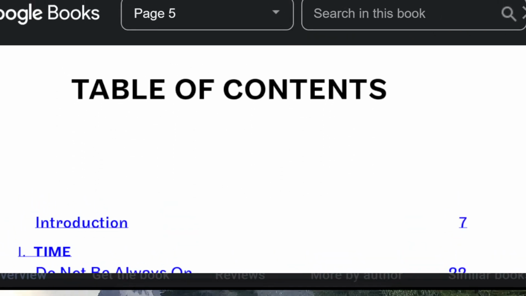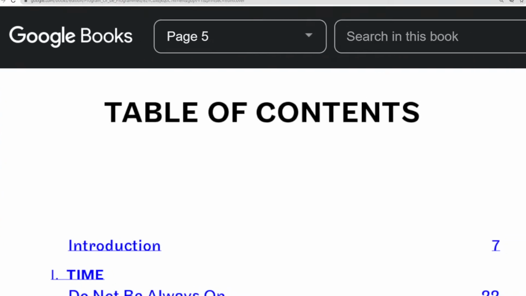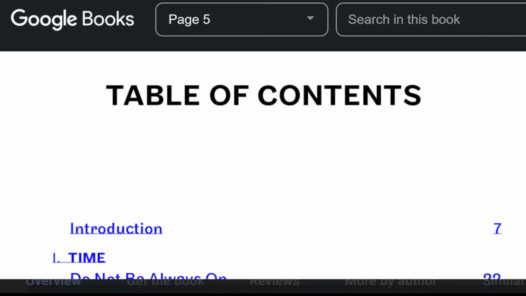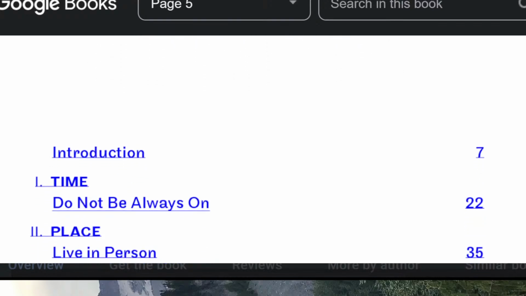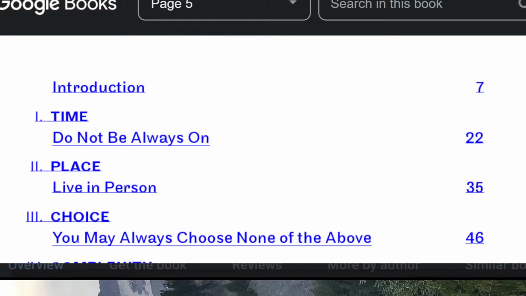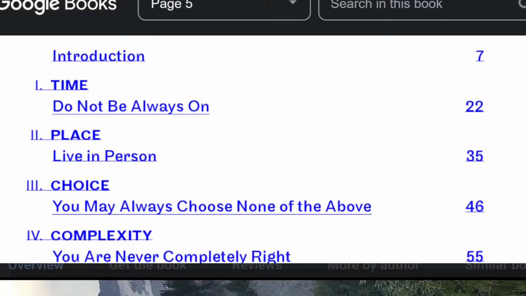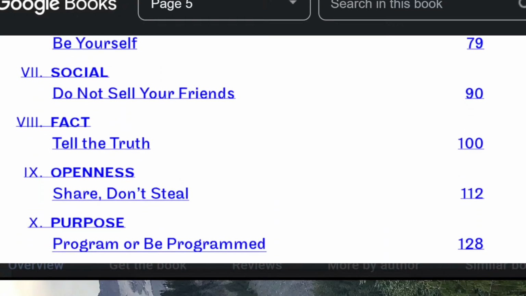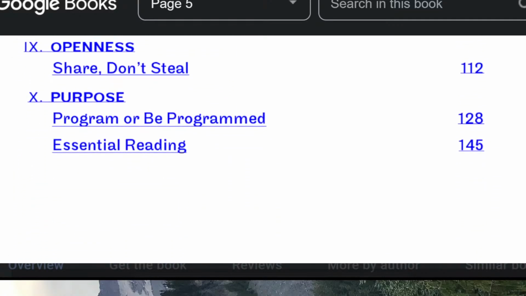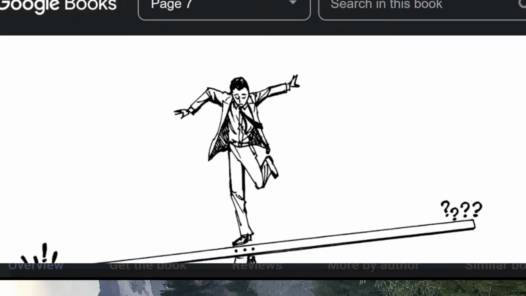I got this from Google Books, so all I'm reading is stuff that's available to everyone on the web. Okay, so here's the contents. The 10 commands of the digital age are time, place, choice, complexity, scale, identity, social, fact, openness, purpose.